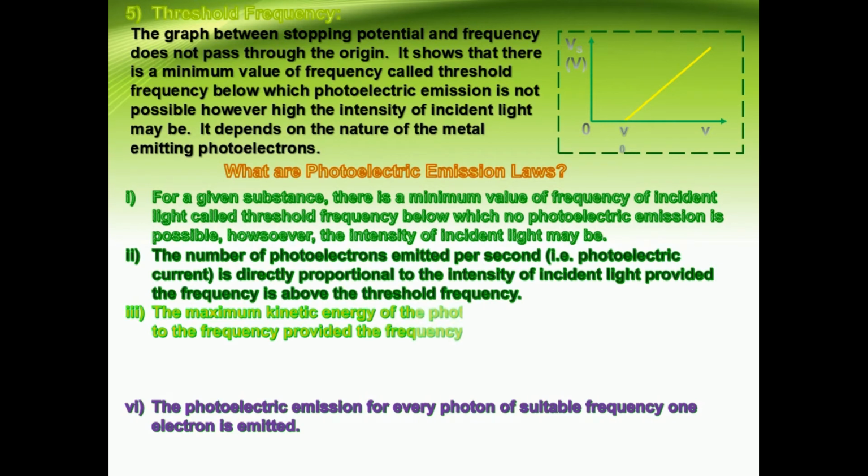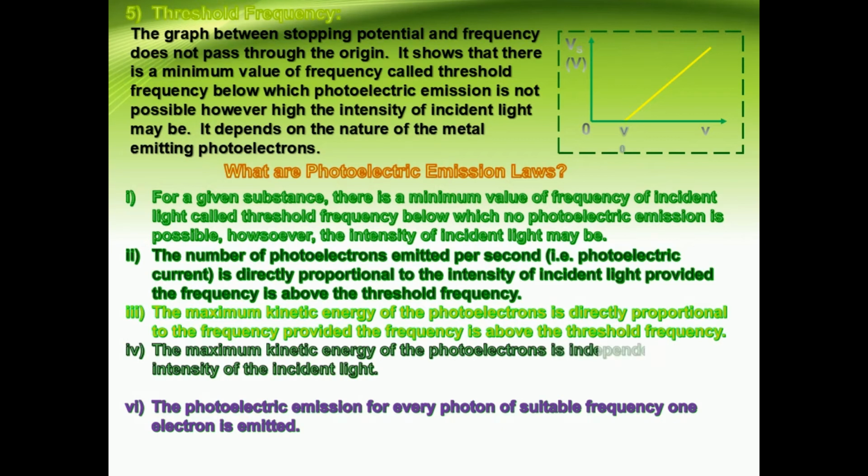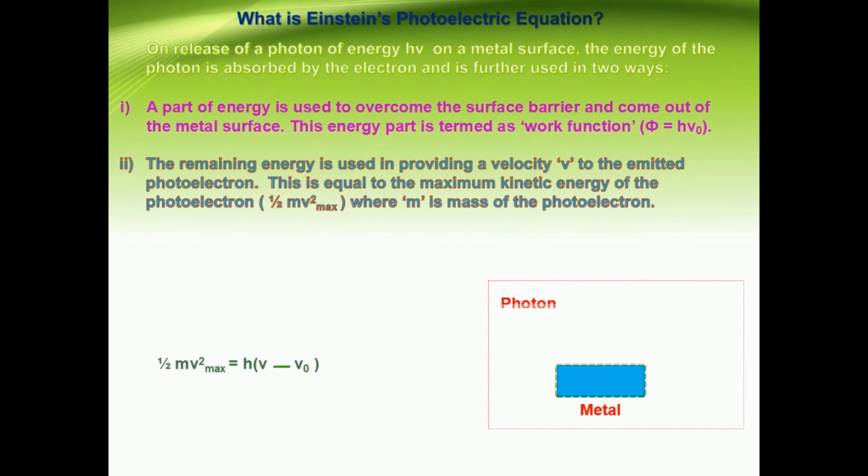Third law: the maximum kinetic energy of photoelectrons is directly proportional to the frequency, provided the frequency is above the threshold frequency. Fourth law: the maximum kinetic energy of photoelectrons is independent of the intensity of incident light. Emission is instantaneous. Next law: in photoelectric emission, for every photon of suitable frequency, one electron is emitted. Einstein's photoelectric equation: energy hv falls on a metal surface.